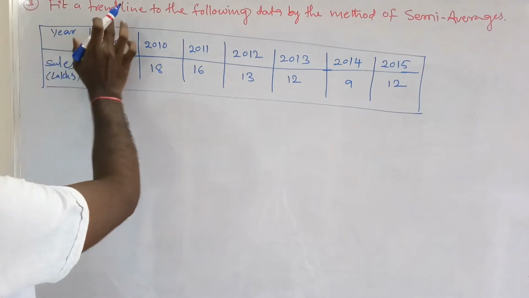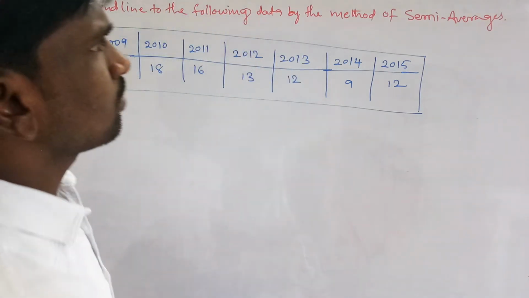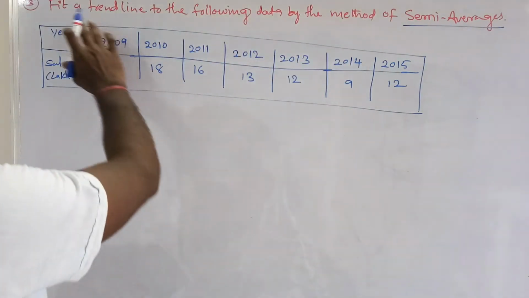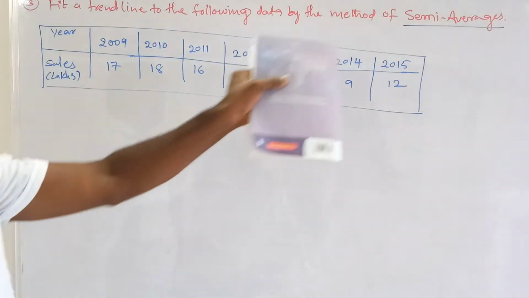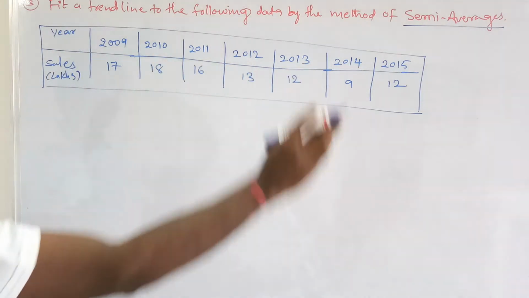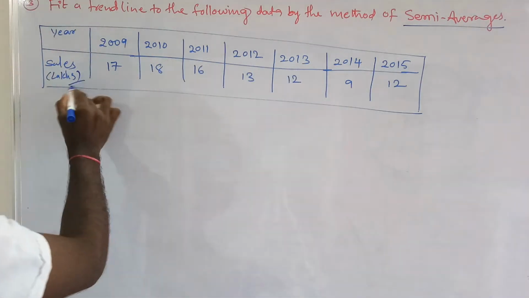Here, fit a trend line to the following data by the method of semi-averages. Here are the year and the sales for the respective years. These sales are in lakhs.